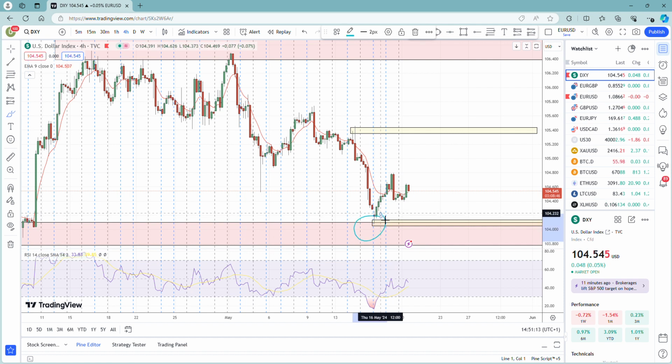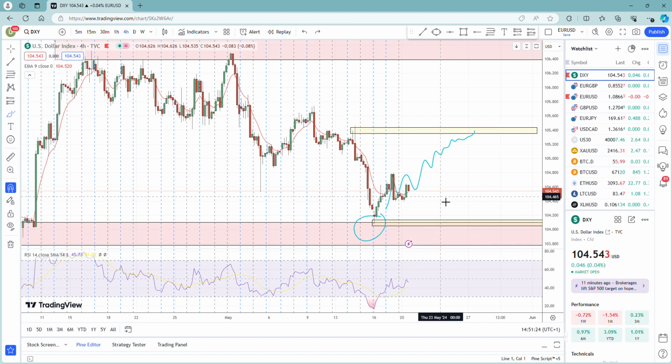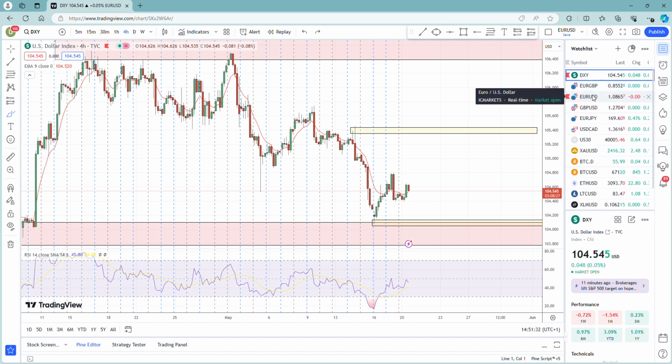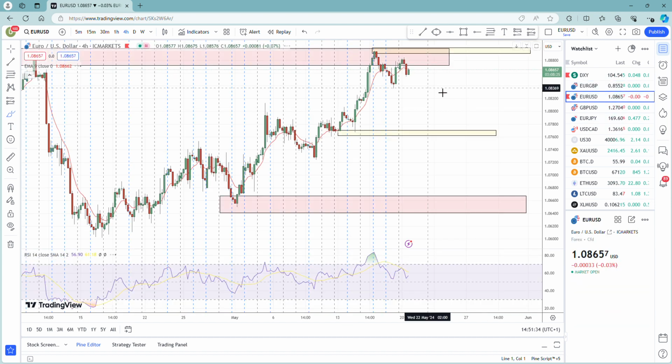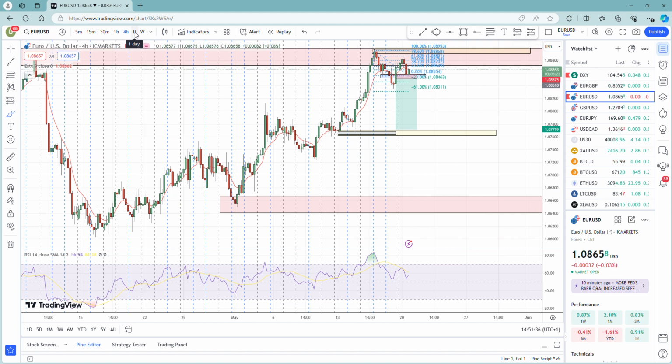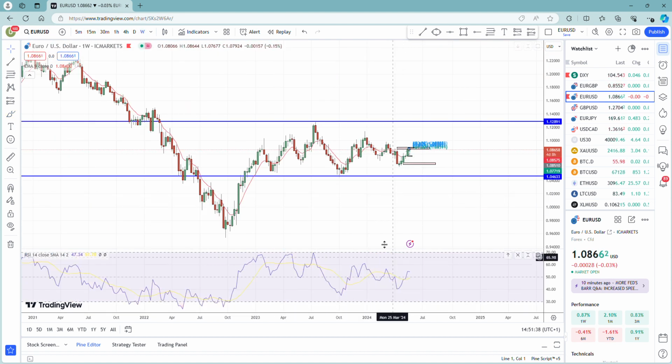Because this is a H4 and a daily, we expect it to make high lows to this region here. So I'm expecting DXY to go up, which means we're looking for sells on EURUSD and GBPUSD. So let's have a look and see if this is true and if this correlates with the analysis on the DXY. So go into EURUSD, start on the weekly time frame.